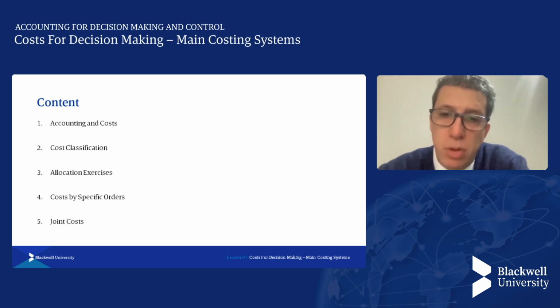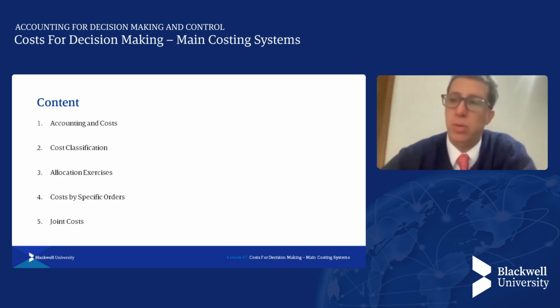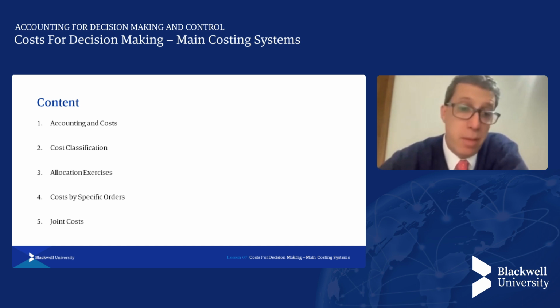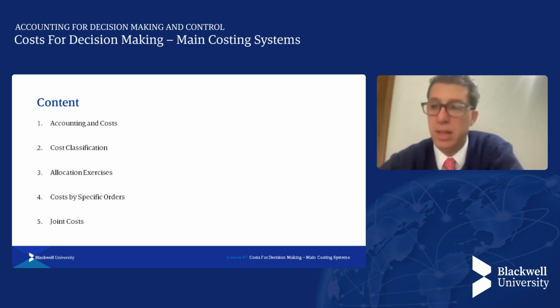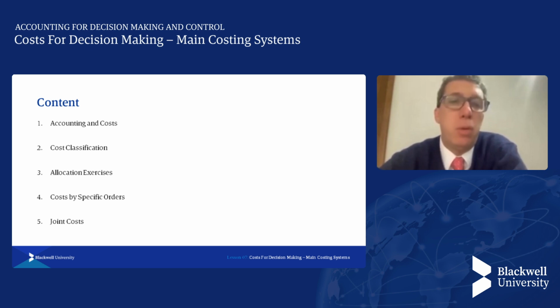Here, what we are going to see has to do with how we relate in detail accounting in different types of costs, how we classify costs, a brief exercise on cost allocation, and evaluate and thoroughly analyze what specific order costs and joint costs are.